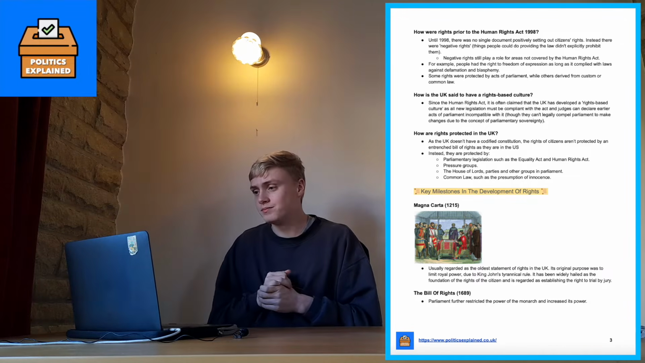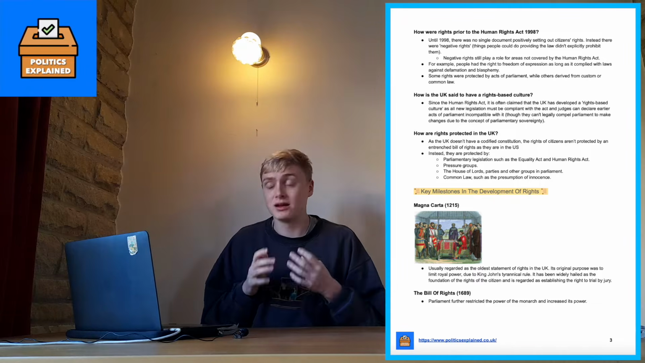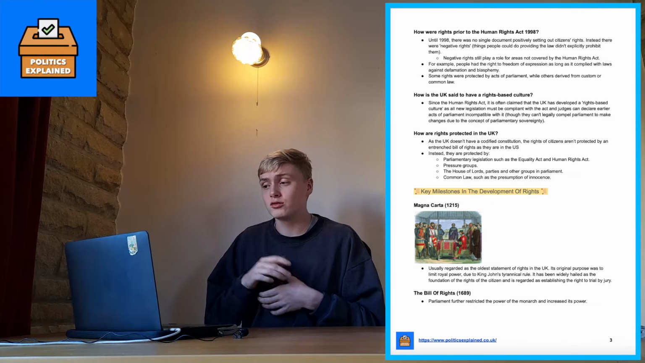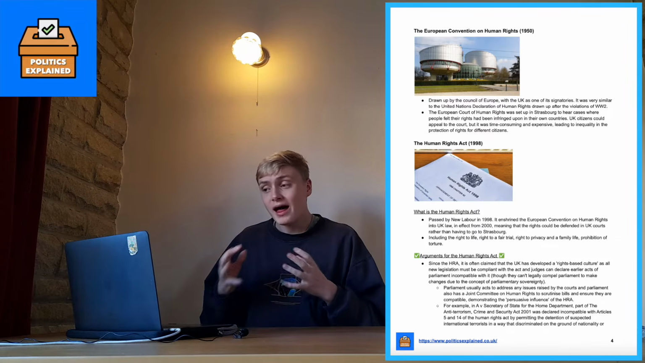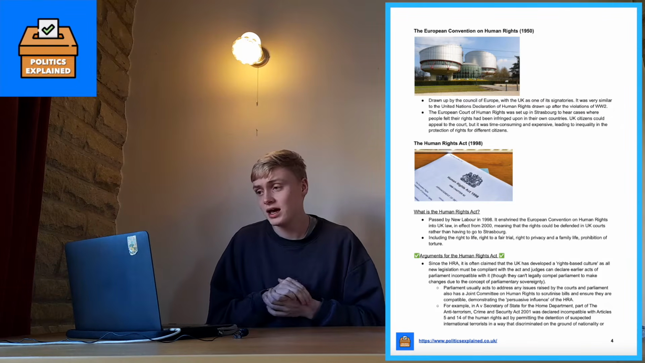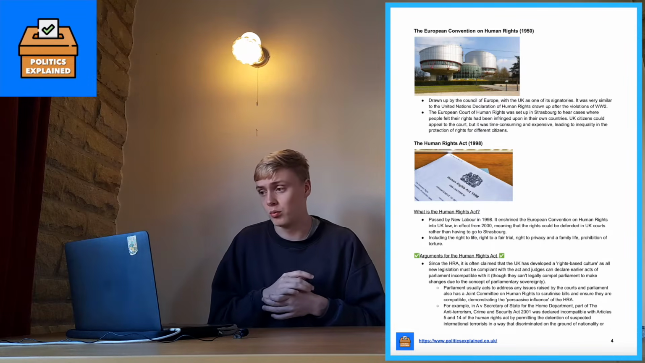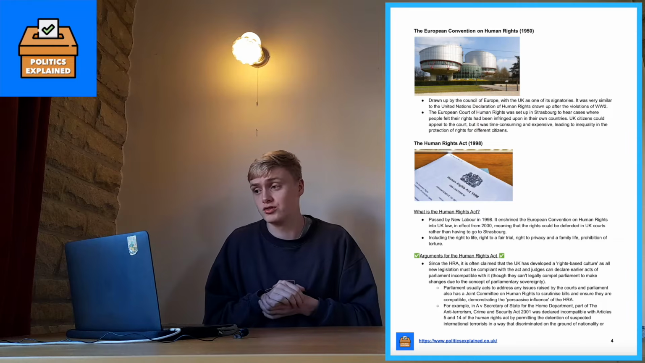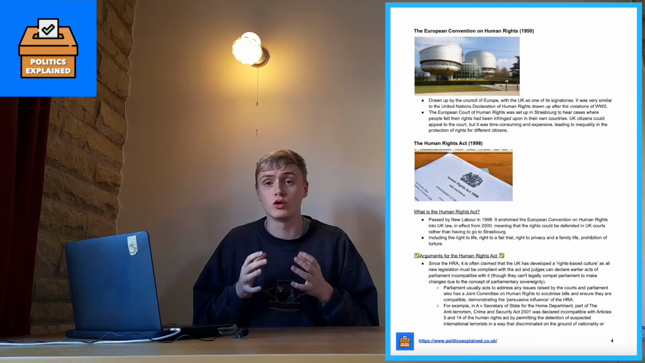From then on, a couple of decades later, you have the Bill of Rights, which came out at the time of the Glorious Revolution, and that was Parliament further restricting the power of the monarch and increasing its power. From there, this is when rights really began to be very well protected in the UK, and that was with the European Convention of Human Rights, which was drawn up following World War II, and obviously the mass atrocities and human rights violations that happened during World War II. It was drawn up by the Council of Europe, with the UK as one of its signatories.